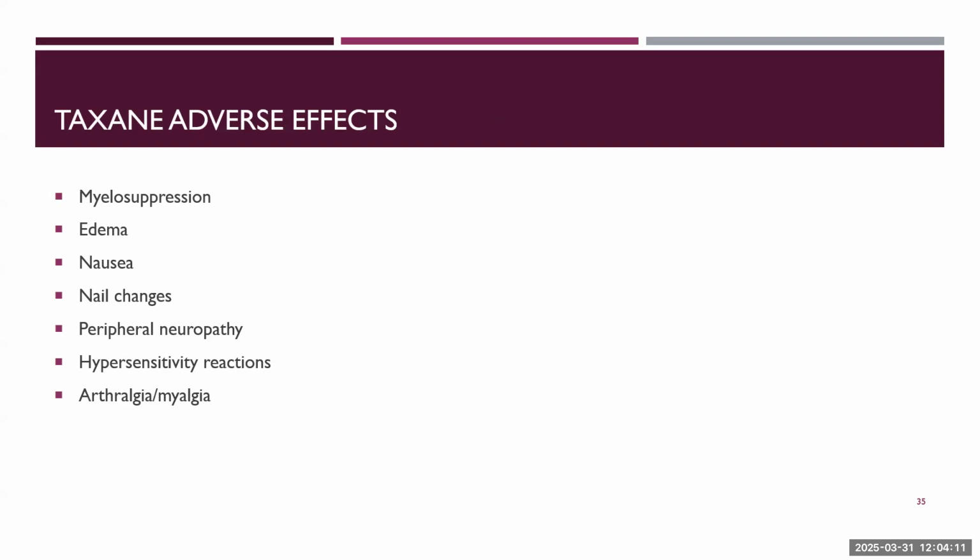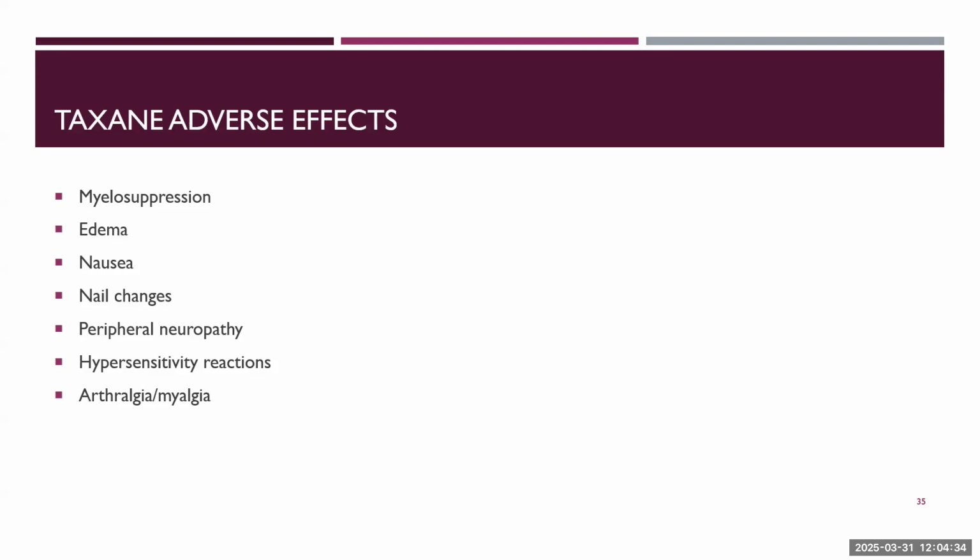Okay. So for taxane adverse effects, we have myelosuppression, edema or fluid retention, nausea, nail changes, and peripheral neuropathy. This is very common with our taxane agents. You can have peripheral neuropathy, that tingling and numbness in their hands and feet.